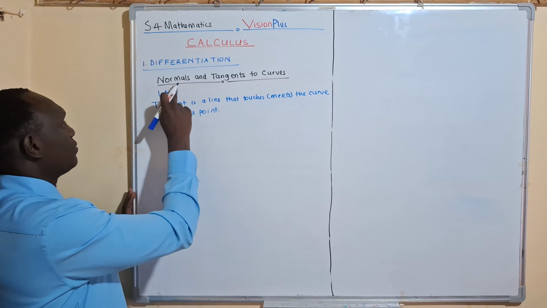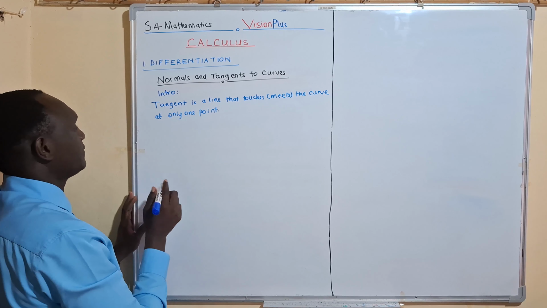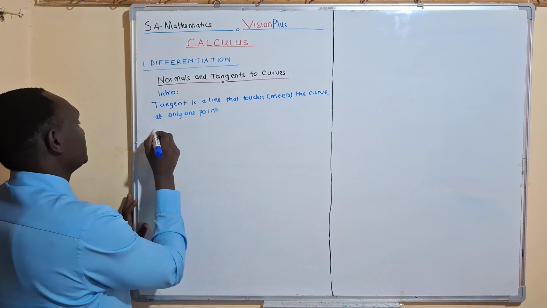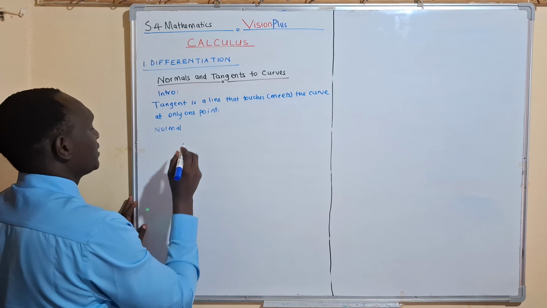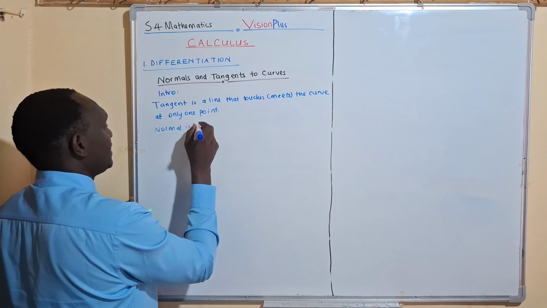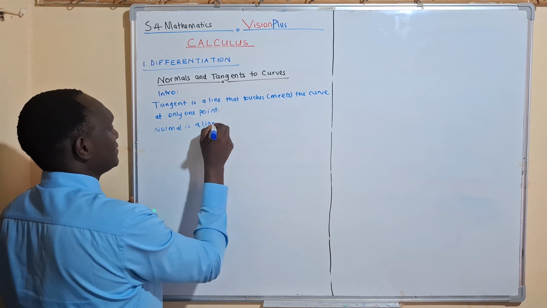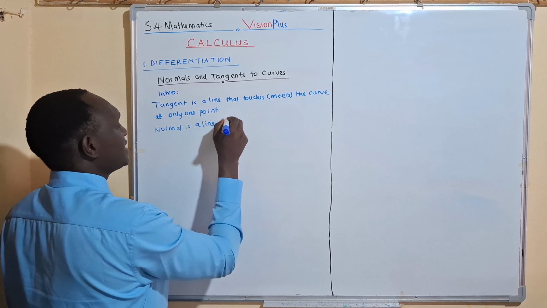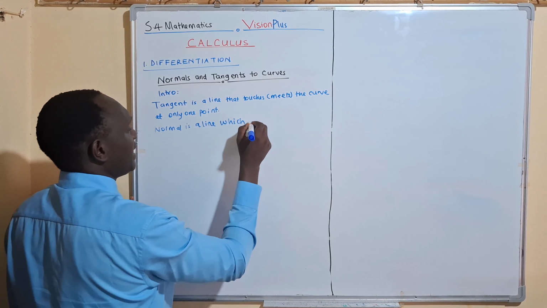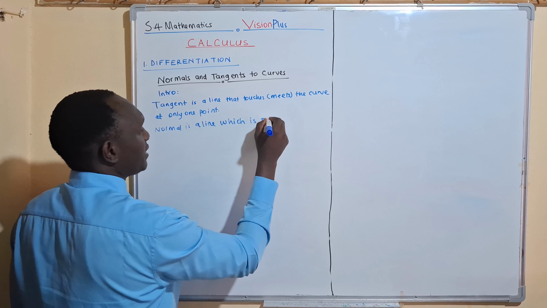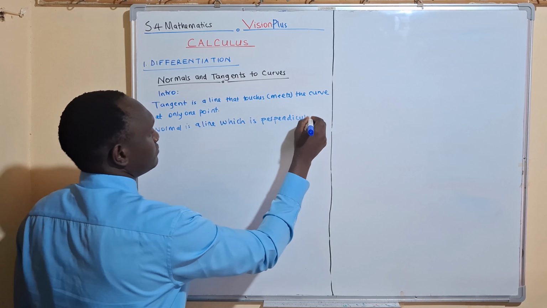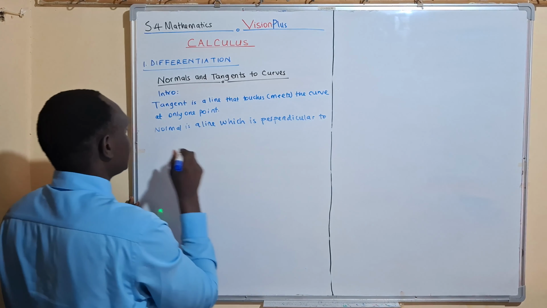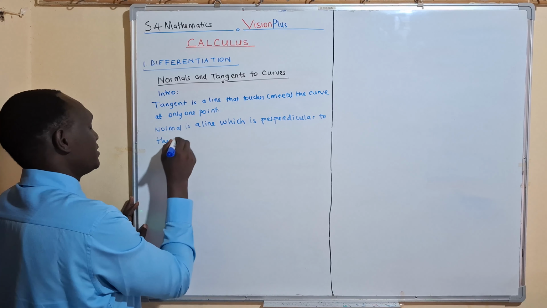Now also, what is a normal to the curve? A normal to the curve is also a line, a line which is perpendicular to the tangent line, to the tangent.